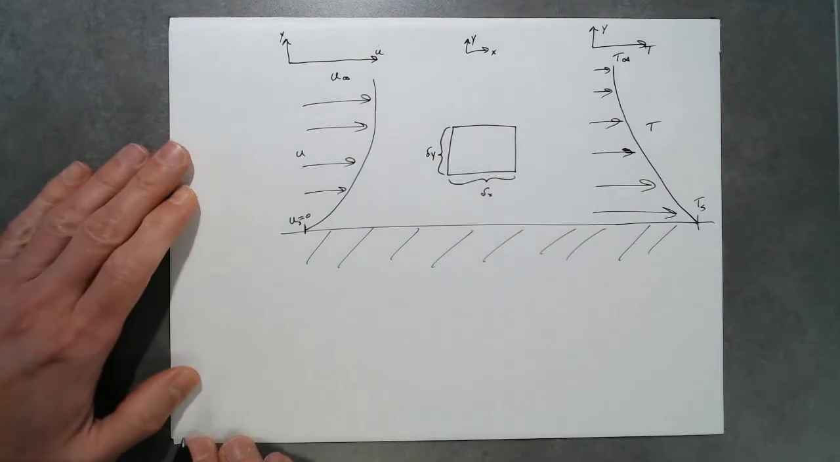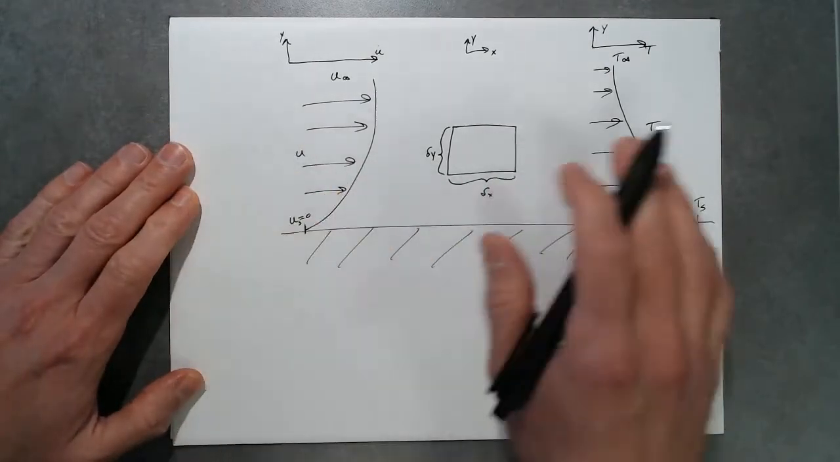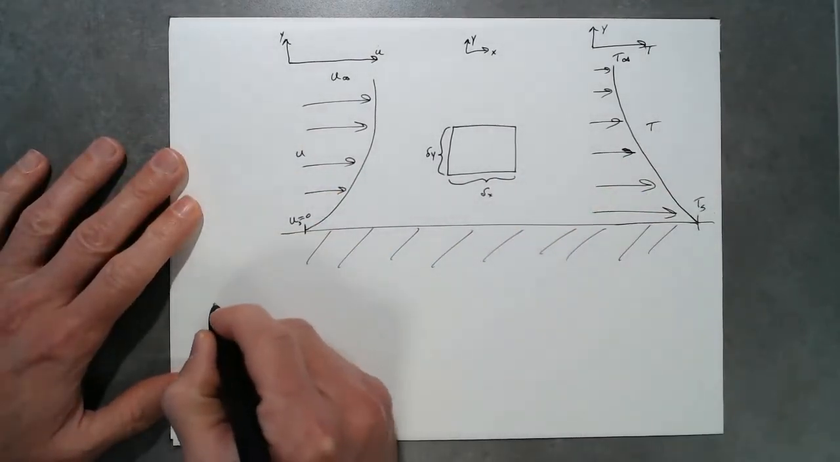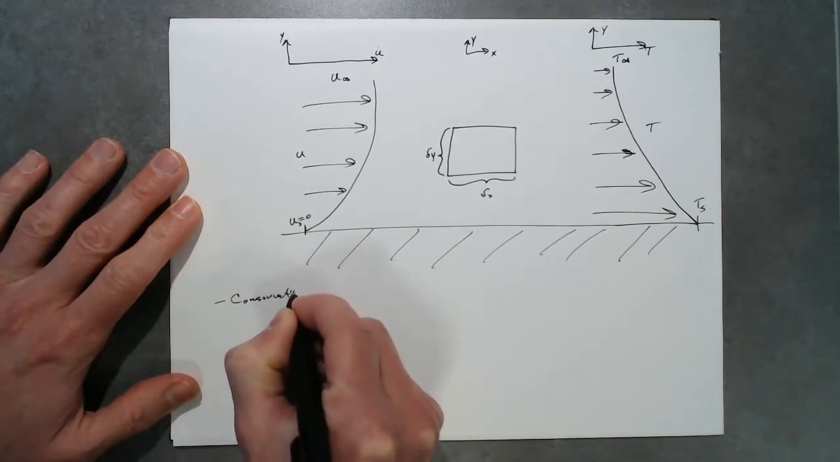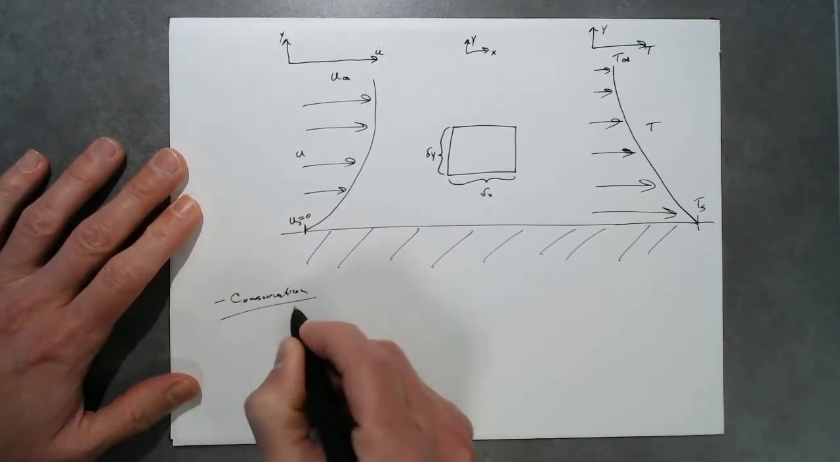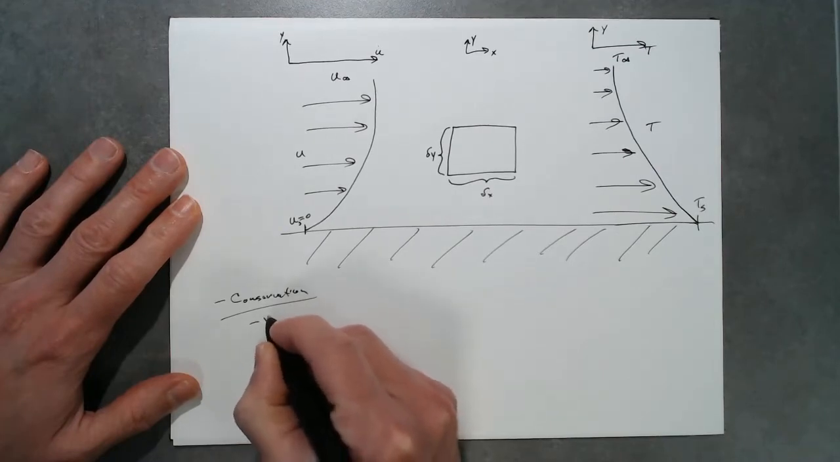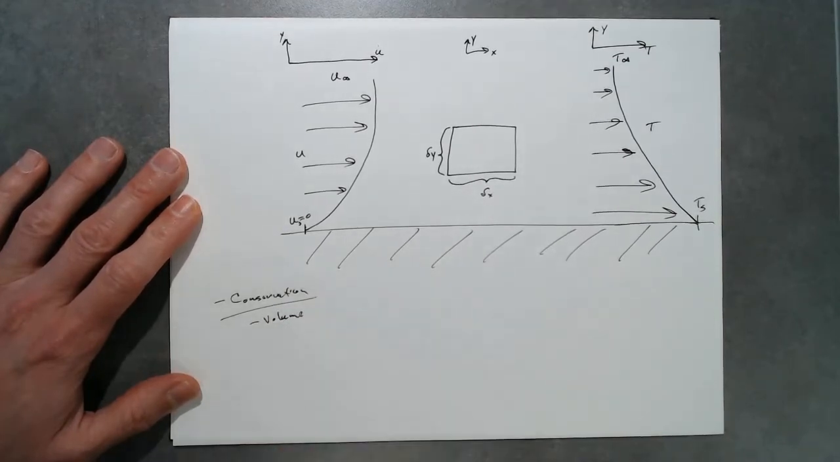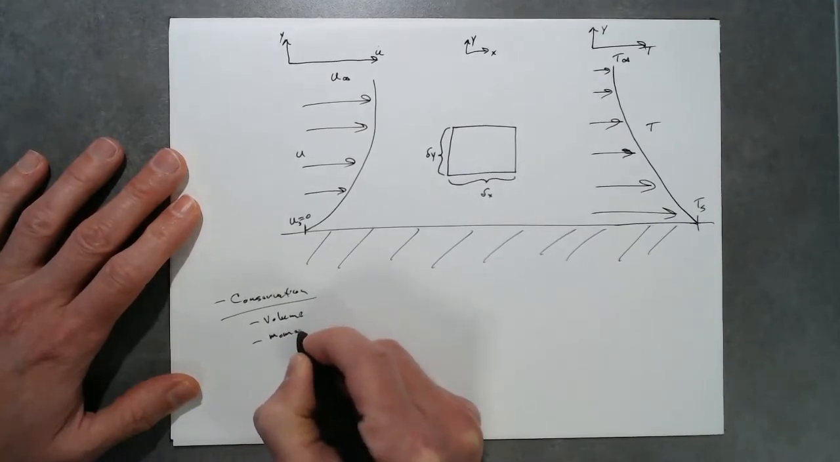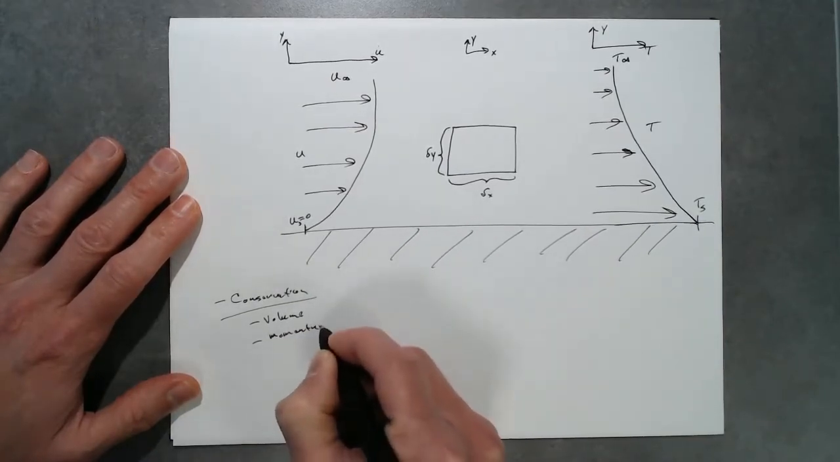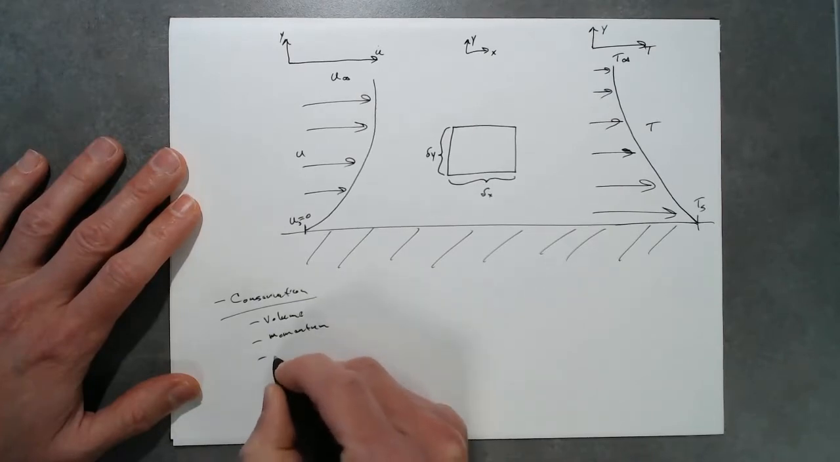So we'll find that this variation in u and T can be described with three separate conservation equations. One for mass or volume if we consider an incompressible fluid, one for momentum, and one for energy, thermal energy specifically.